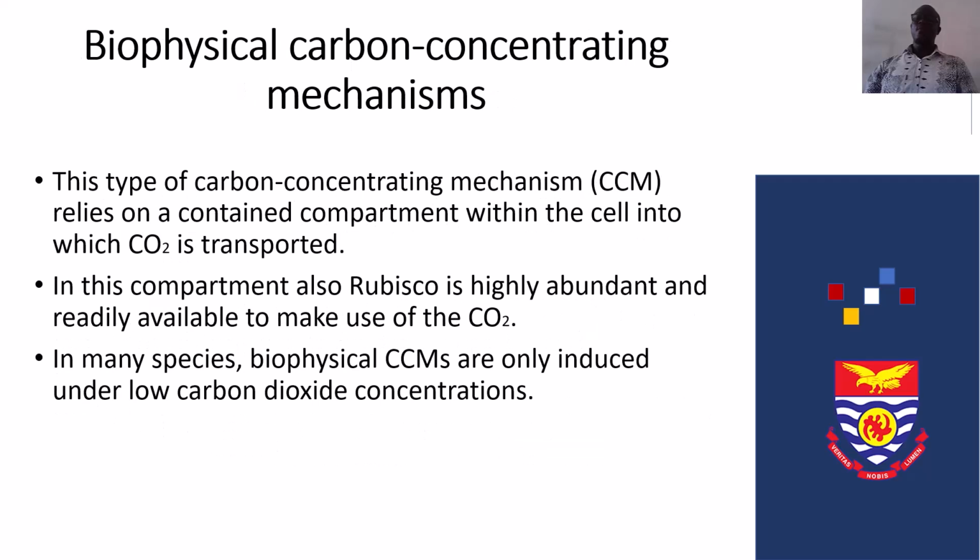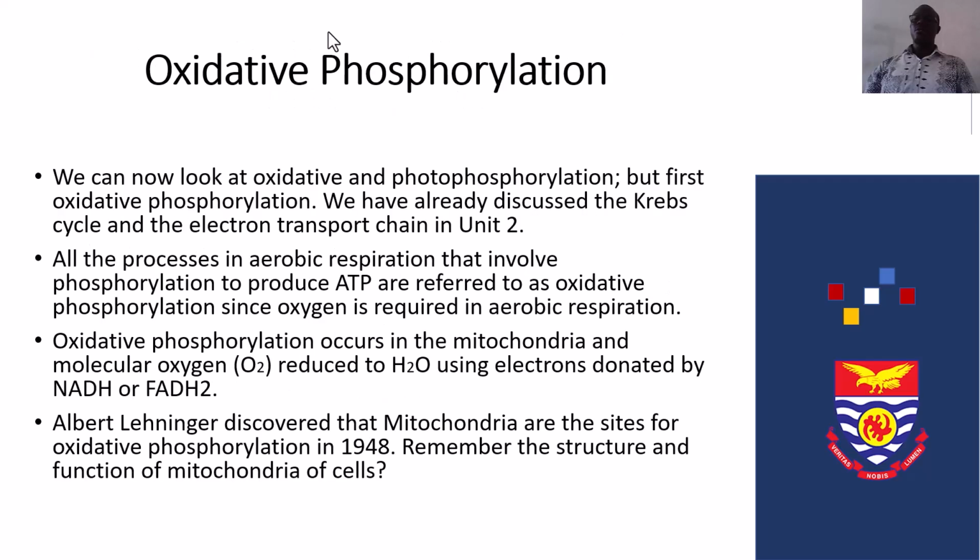This type of carbon concentrating mechanism relies on a contained compartment within the cell into which carbon dioxide is transported. In this compartment, also, Rubisco is highly abundant and readily available to make use of the carbon dioxide. In many species, biophysical CCMs are only induced under low carbon dioxide concentrations.